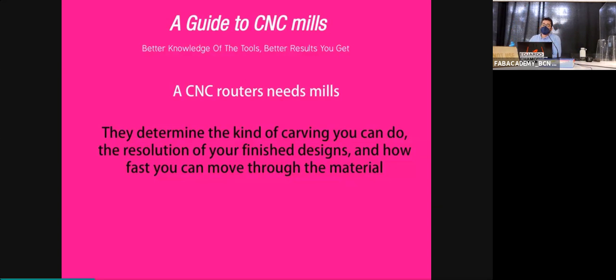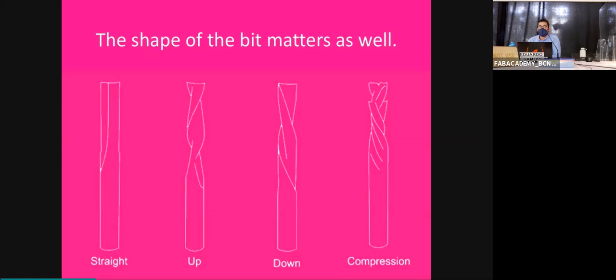So CNC routers or CNC machines need mills. We have, and this is about end mills, 4 big families. This picture is a little bit confusing because the end mills are right now upside down. Usually you hold here, you clamp here, and this is the cutting part. So there are straight end mills. There are upcut end mills. What is an upcut end mill?